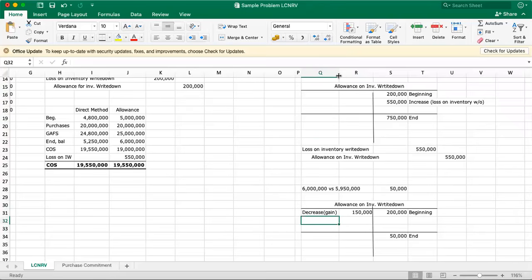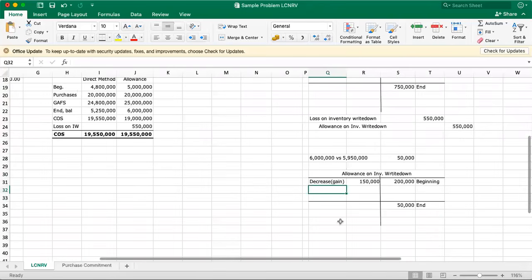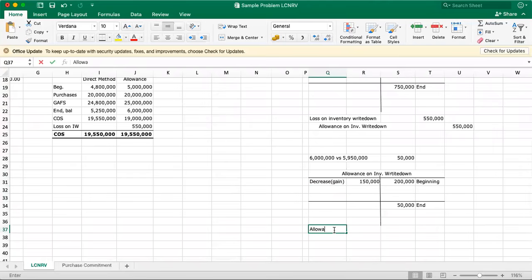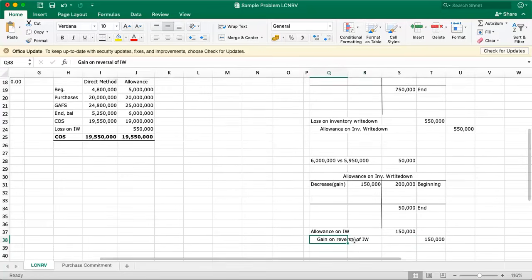Okay, so the entry is you debit allowance on inventory write down, then you credit gain on reversal of inventory write down. That's 150,000. So again, gain on reversal is deducted in the computation of your cost of goods sold. So this is deducted in the computation of cost of goods sold.